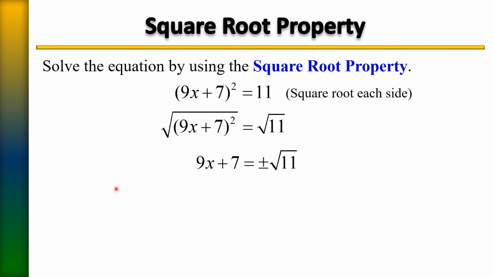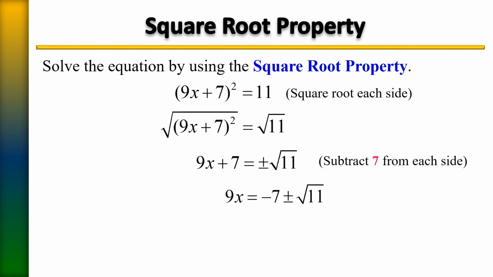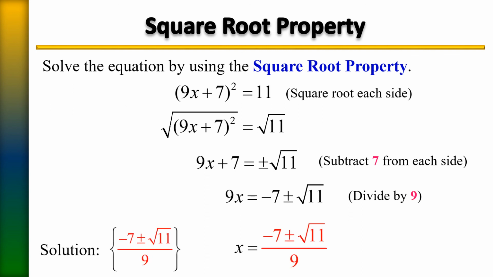And then the plus or minus that we have in front of the radical 11, we need that whenever we're using the square root property. We're going to have two different solutions, a plus and the minus of it. So the next step we need to do to solve this equation is to subtract 7 from each side, divide by 9, and x equals negative 7 plus or minus radical 11 all over 9.